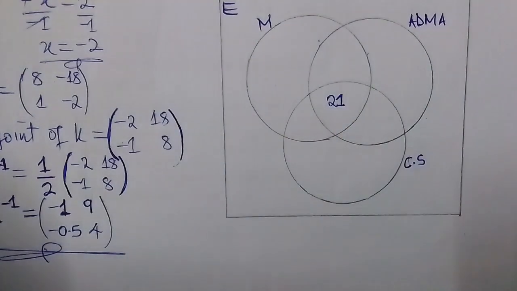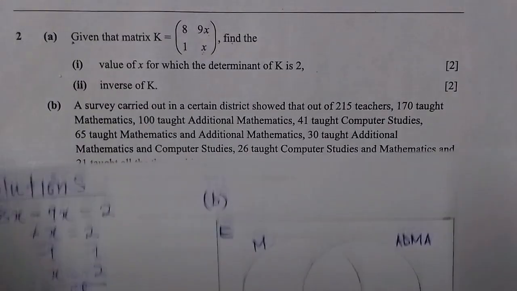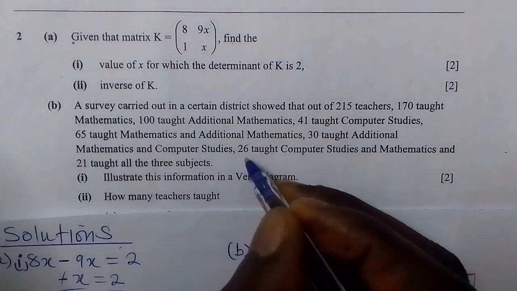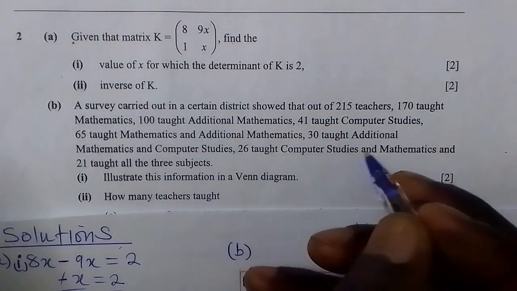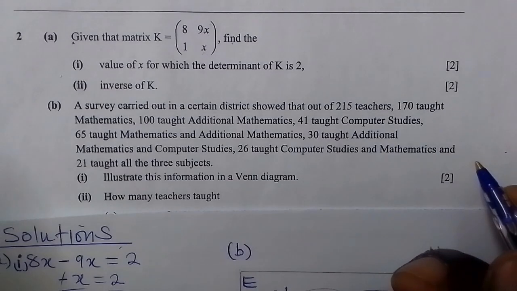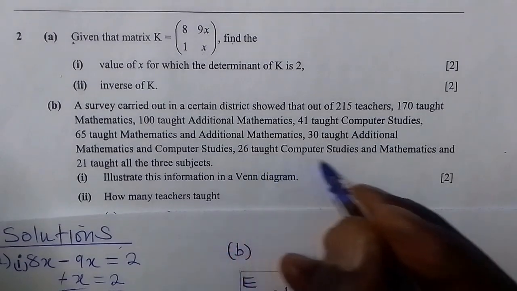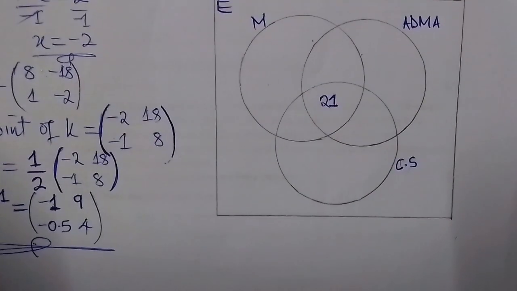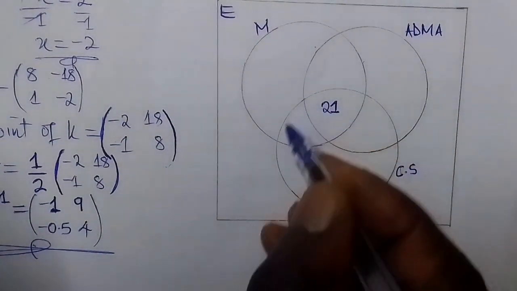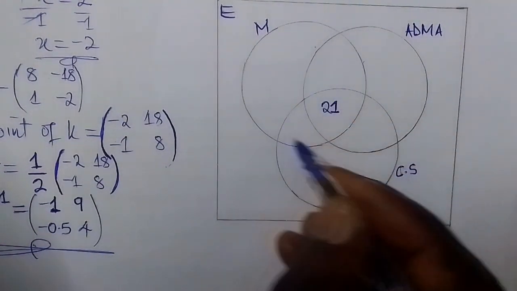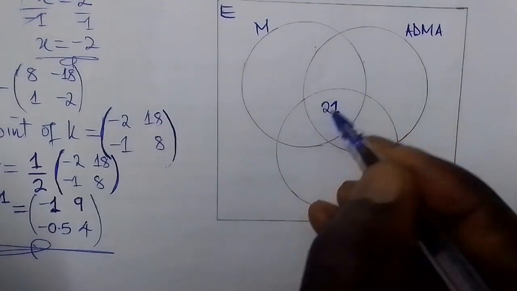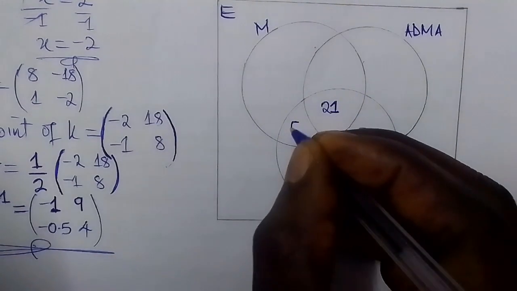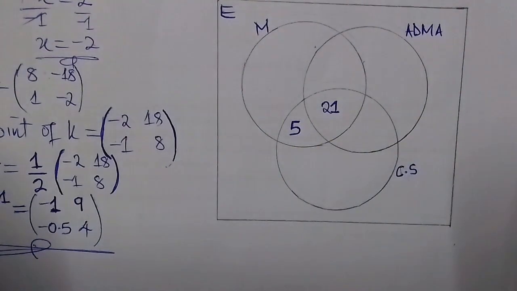Then we can go to the intersection of 2 sets. So for example, we can go to 26 taught computer studies and mathematics. So if 26 taught computer studies and mathematics, then in the intersection of computer studies and mathematics, we need to have 26. But already there's a 21, so 26 take away 21 gives a 5. So here we're going to put a 5.